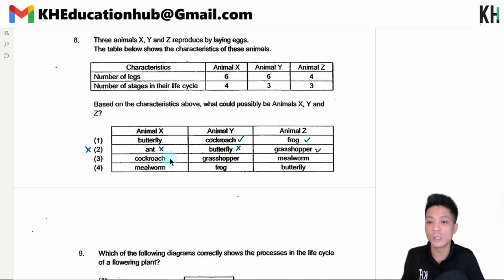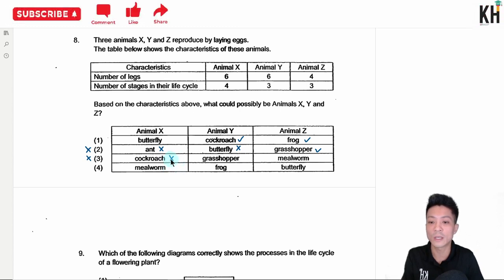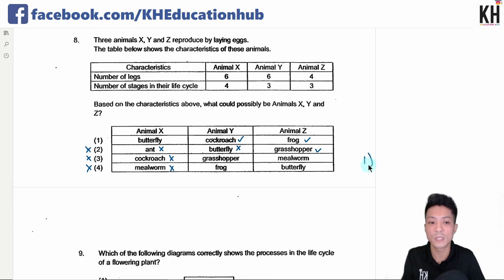Number 3, so cockroaches do not have 4 stages. When I cross out the first one, I'm going to cross out number 3 also. I'm not going to go through the rest. Number 4, mealworms do not have 6 legs. So I'm going to cross out the first one also, which means that I'm also going to cross out option 4. Which means that I'm only left with option 1.